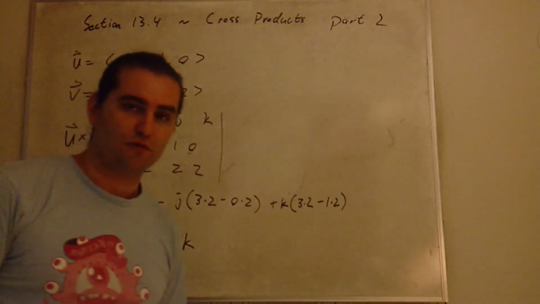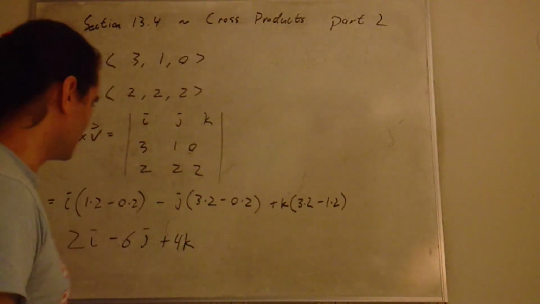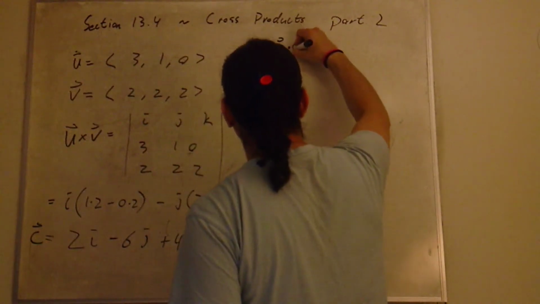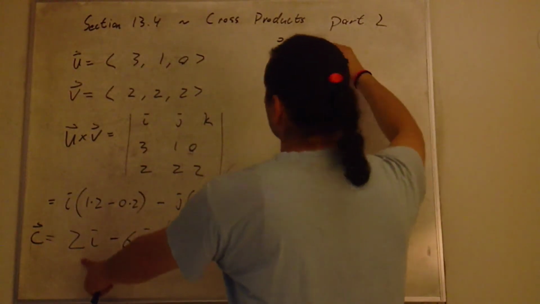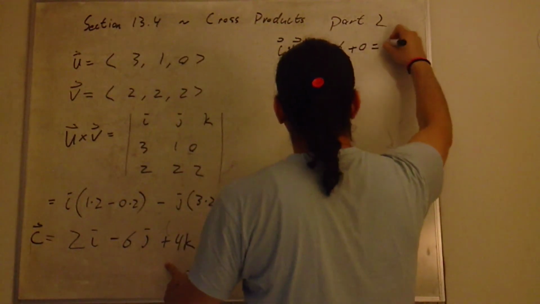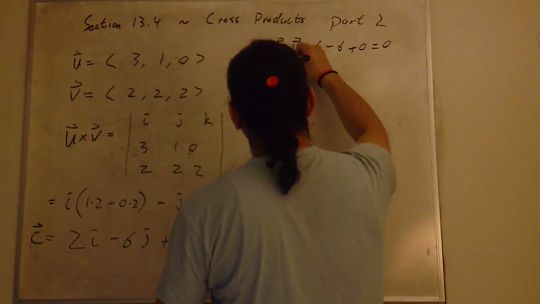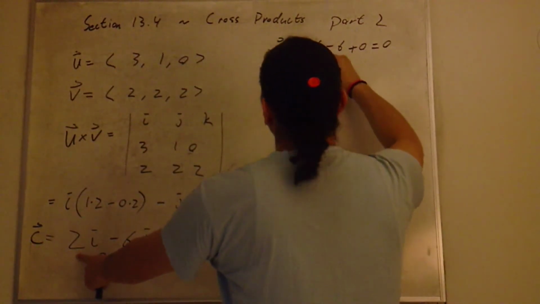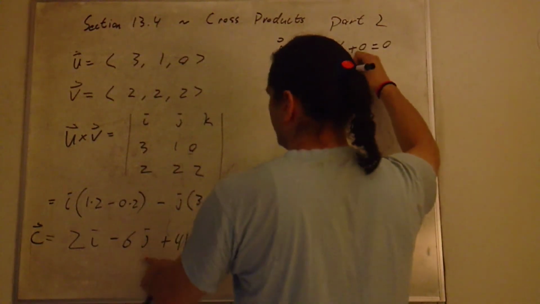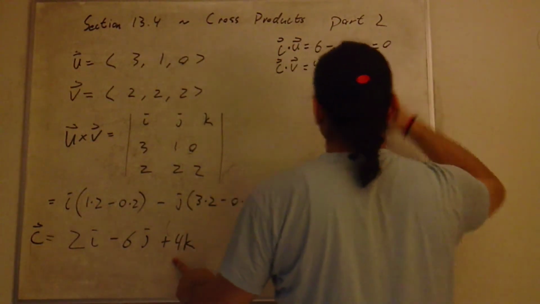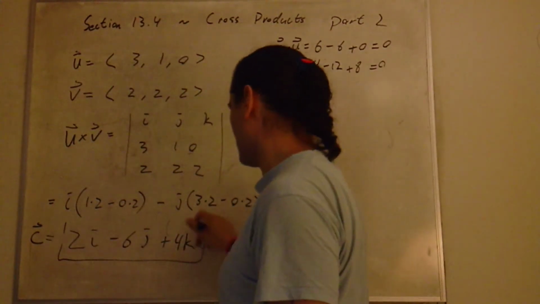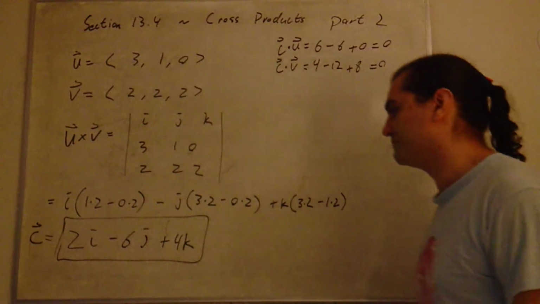After my recent performance, I kind of don't trust myself, so I'm going to check this answer. Make sure that it's actually good. C times U is 6 minus 6 plus 0. That checks out. C times V is 4 minus 12 plus 8. That also checks out. So I'm now extremely convinced that this is the correct cross product of these two vectors.